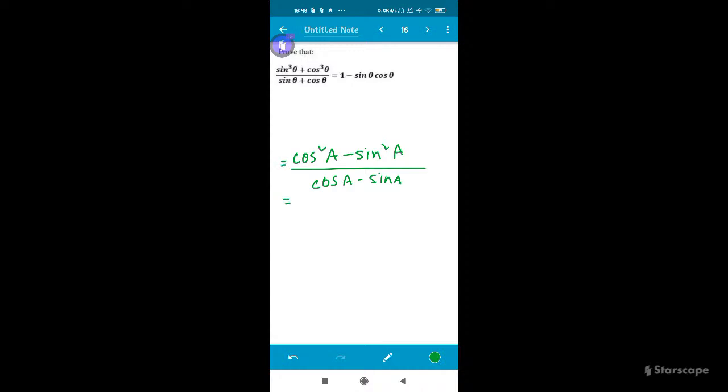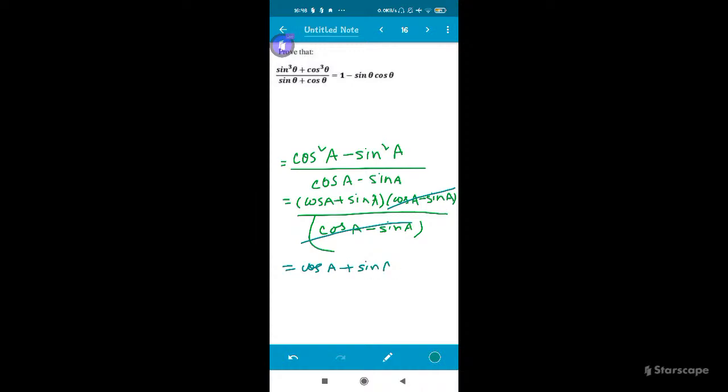So in the numerator we see that it is in the form of A square minus B square. If it was plus, we could have written it as 1, but over here it is minus, so it will be A square minus B square, that is A plus B into A minus B. So cos A plus sin A into cos A minus sin A. And in the denominator we have cos A minus sin A. So let's cancel it out. This will get cancelled. So we are left with cos A plus sin A. And this is what was on the right hand side. So LHS is equal to RHS, proved.